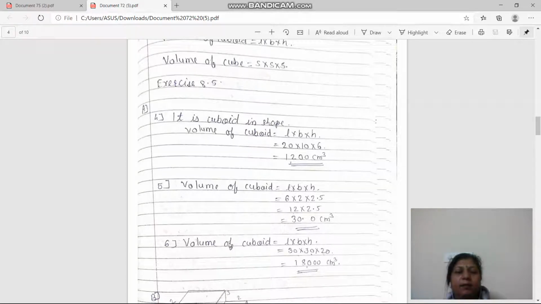Then volume of cuboid is equal to length into breadth into height. So it is 30 into 30 into 20. What do we get here? 3 3s are 9, 900, and then into 20, that is 18,000 centimeter cube. Now next.